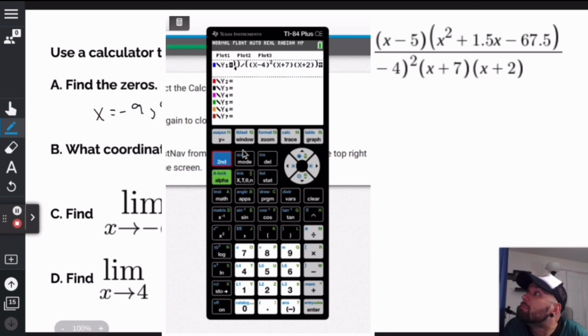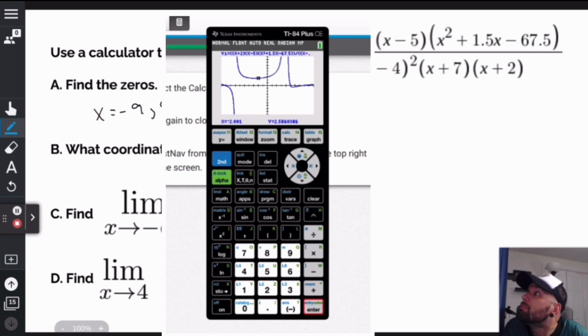Let me demonstrate that. Hit second trace and go to value. This allows me to find the exact value if I type in -2. So -2, enter. See how it says y equals blah? That's because there's no blah. I just said blah. So since I can't plug in -2, let's plug in -2.001. Much better. That gives us 2.5869.